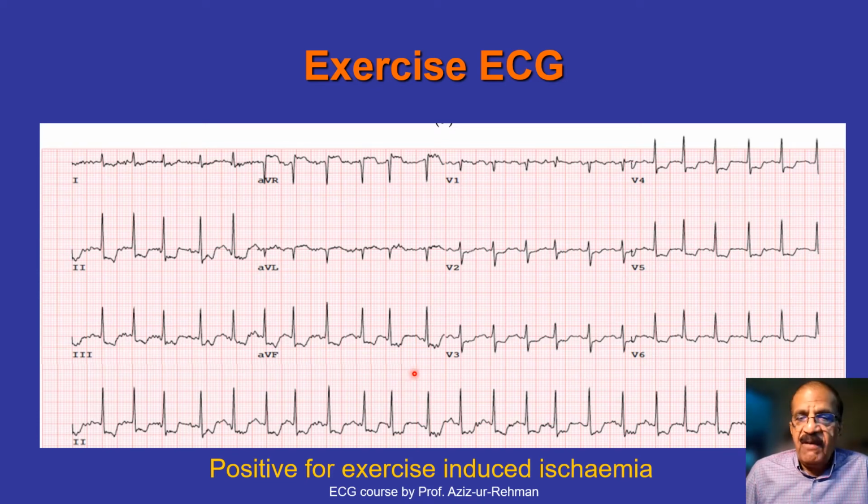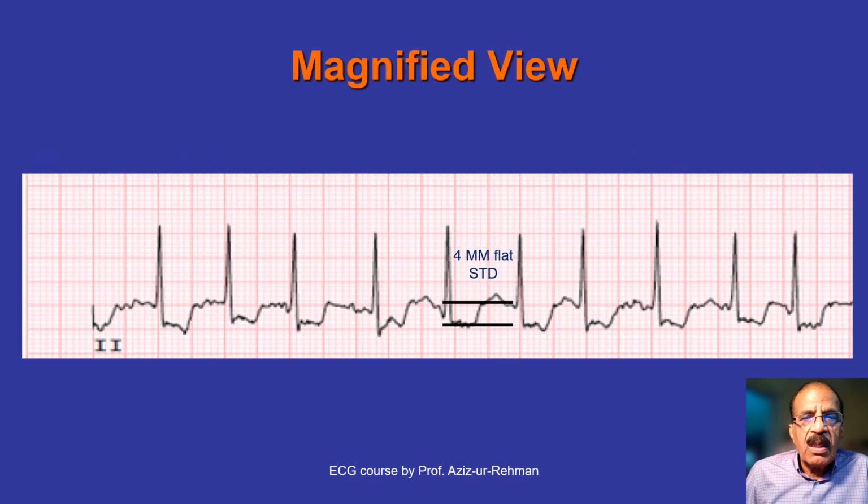I can magnify it for you to better appreciate. I can magnify this part. Look at this, 4 millimeter flat ST depression. The flat ST depression, especially of this degree, is very diagnostic of ischemic heart disease. Now, the next point is, how do we treat these patients? Patient has got chest pain and the ECG is normal, but ETT has shown definite marked ST depression. I think these patients should definitely go for an angiography, especially if these patients are younger.